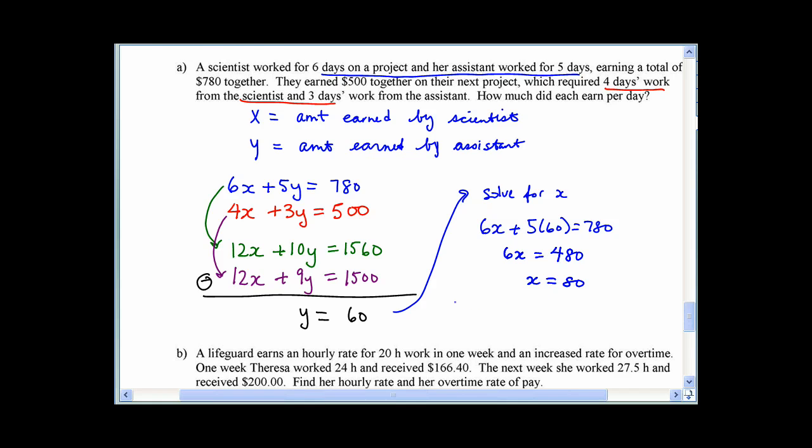So I'll write it down in a sentence. The scientist earns 80 per day, and the assistant earns 60 per day. Okay?